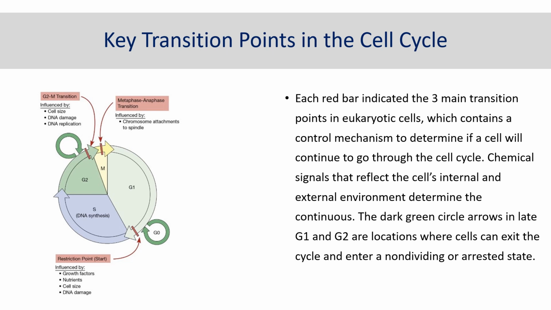replication it has undergone. The third transition point is at the end of the M phase, in which the metaphase-anaphase transition is monitored by the chromosomes, if they are attached to the spindle or not. And then the dark green arrows are late G1 and G2 locations where the cell can exit from the cycle and it can enter a non-dividing or arrested state.